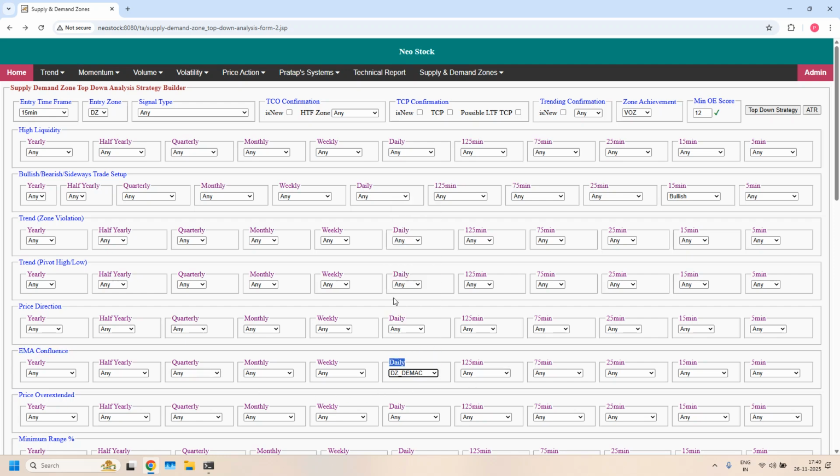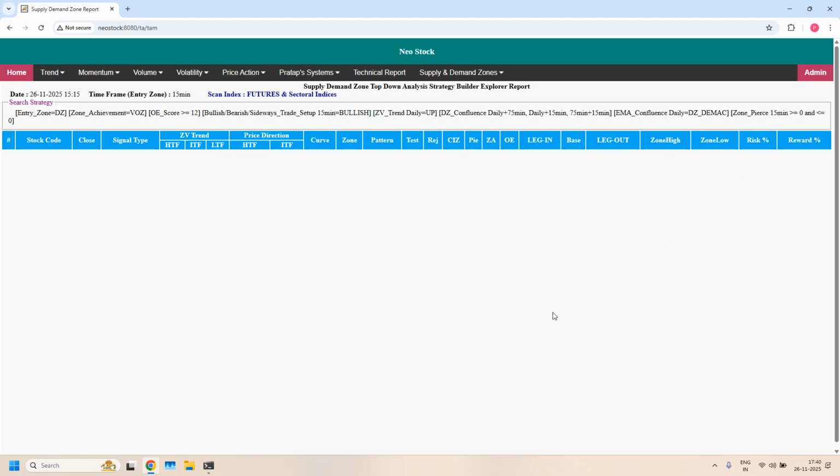Daily demand zone with daily EMA confluence. At the same time, trend on the daily should not be sideways. It should be uptrend because it is bullish trade setup. No stocks are filtered. So this is bullish trade setup. Before that, we already generated bearish trade setup for daily income trades. We have completed all the 3 income trade report generation.